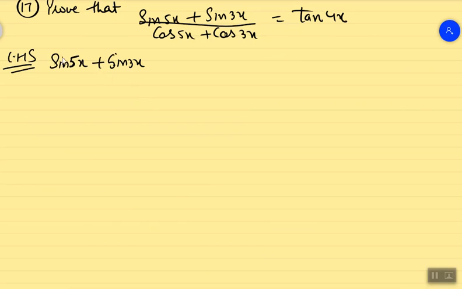So question number 17. Prove that (sin 5x plus sin 3x) over (cos 5x plus cos 3x) is equal to tan 4x. So let me start with the left hand side: cos 5x plus cos 3x is equal. Now we know, what is the formula?